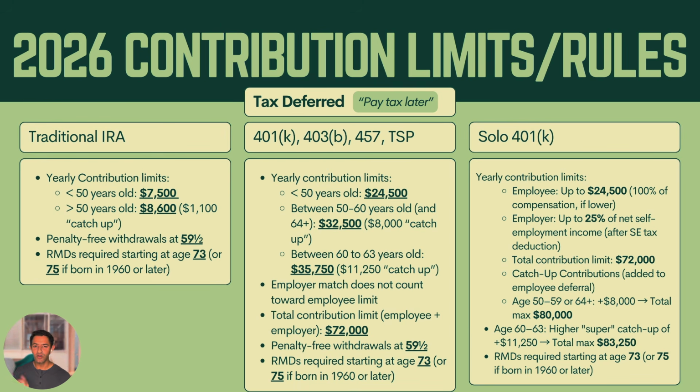RMDs are just forced withdrawals from your traditional IRA or your tax-deferred accounts. Essentially, the IRS is not going to let you defer paying taxes forever. So once you hit a certain age, they force you to take money from those accounts. And I'll make a separate video on that.